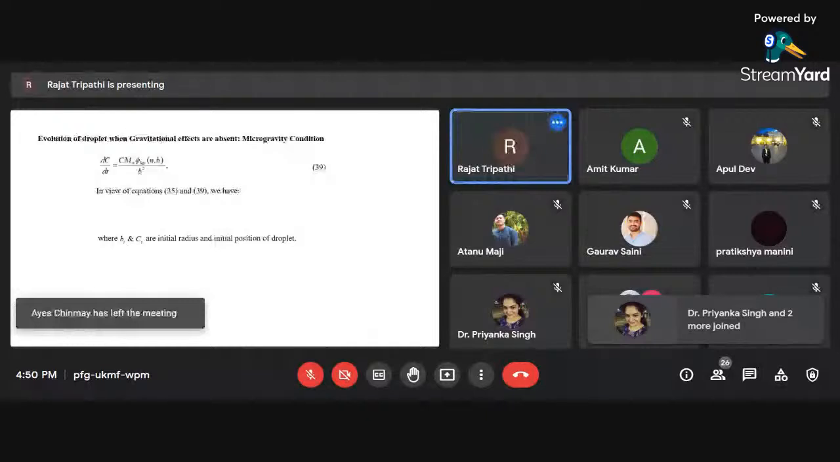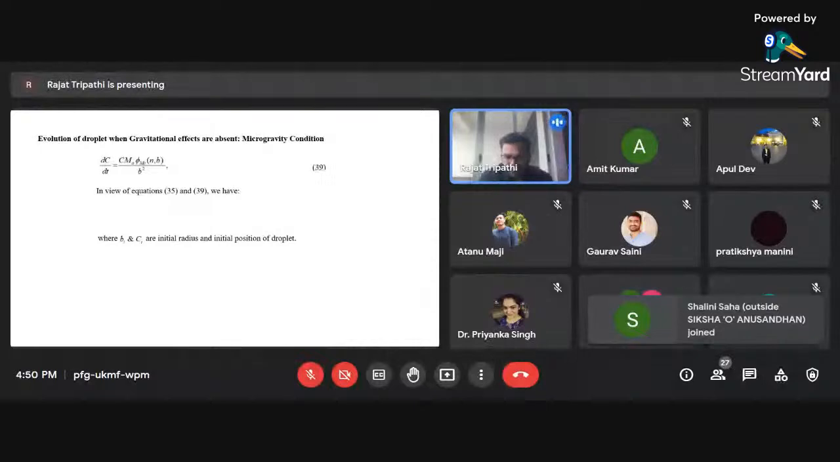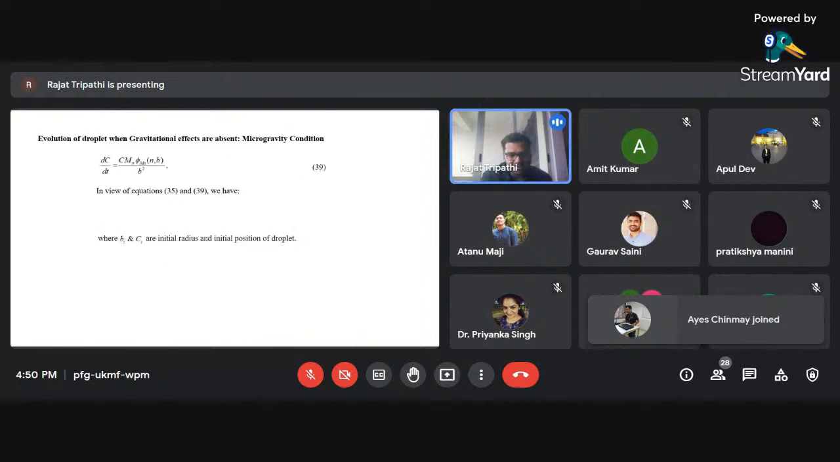In order to analyze it, if we consider the absence of gravity or reduced gravity, then we should have phi g equal to zero. And phi g equal to zero means we can write this equation simply as dc over dt equal to cma phi ma over b square.